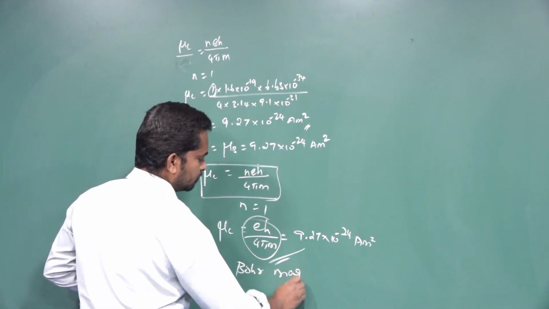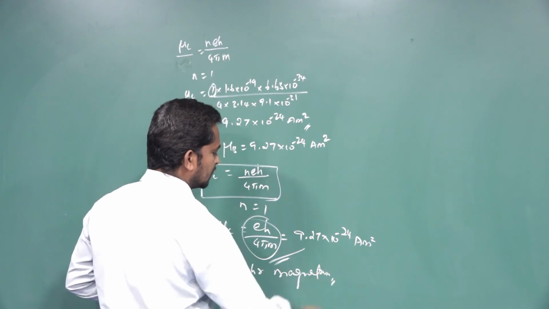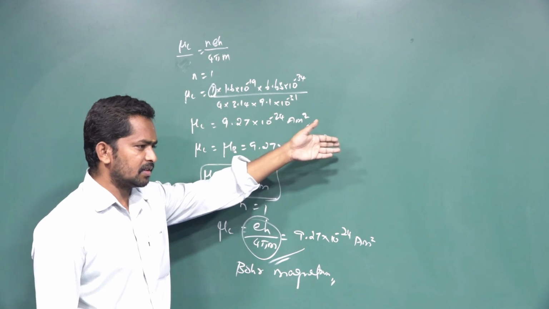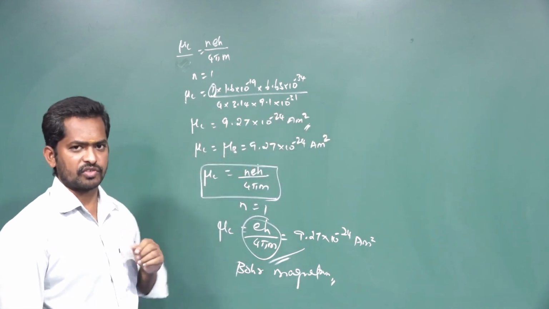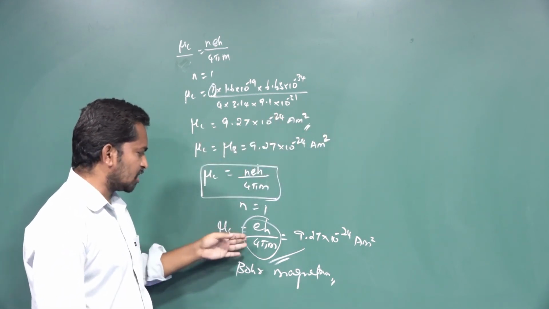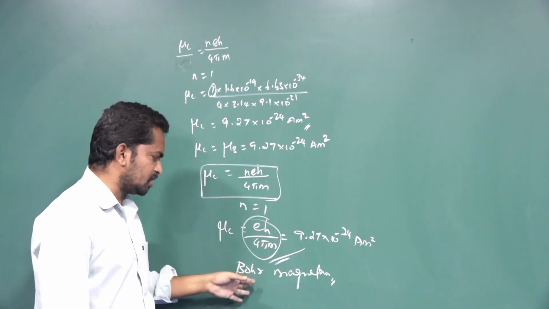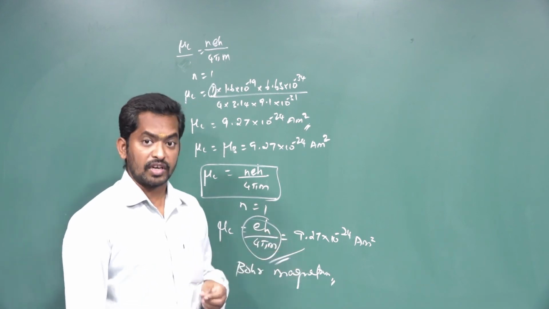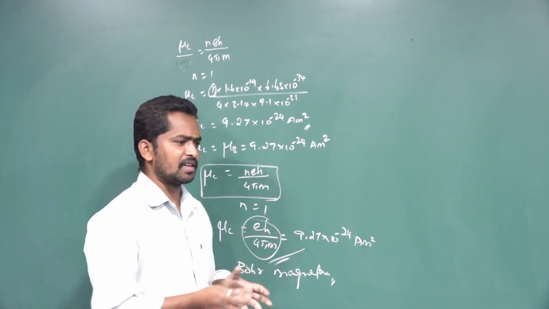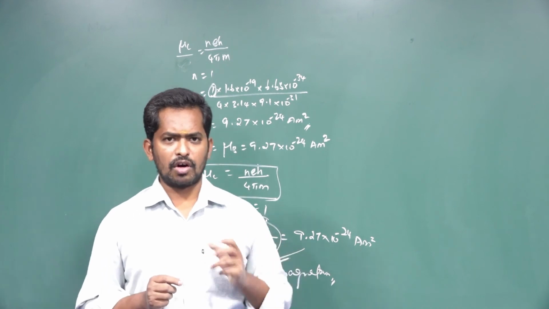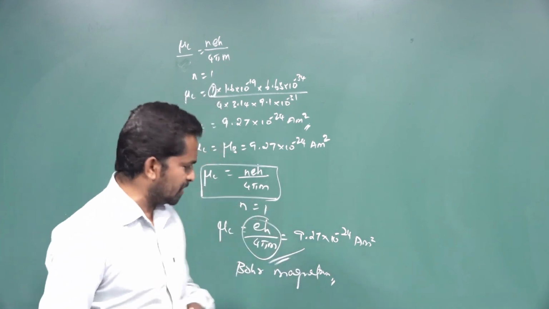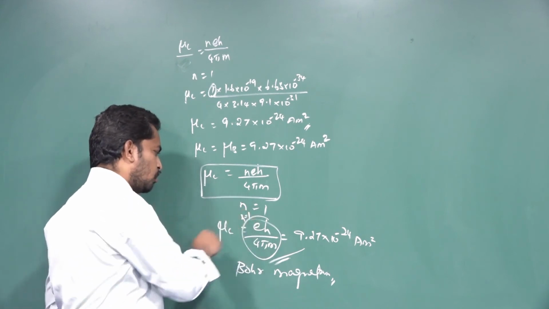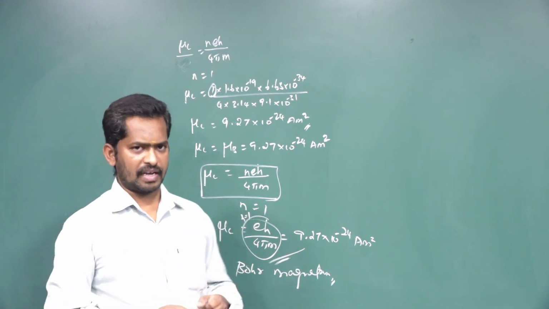Another result in this topic, before class, is the gyromagnetic ratio or specific charge. See, mu L equal to e h divided by 4 pi m is nothing but this, and its value is 9.27 into 10 power minus 24 ampere meter square. The magnetic dipole moment of a revolving electron, in its least value, is equal to e h divided by 4 pi m, where n equal to 1. This is called the Bohr magneton.